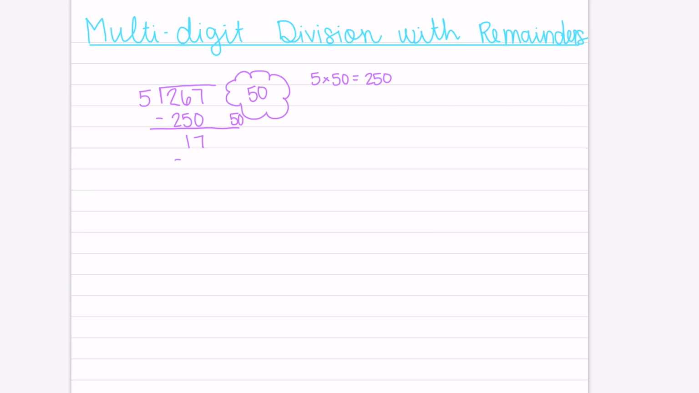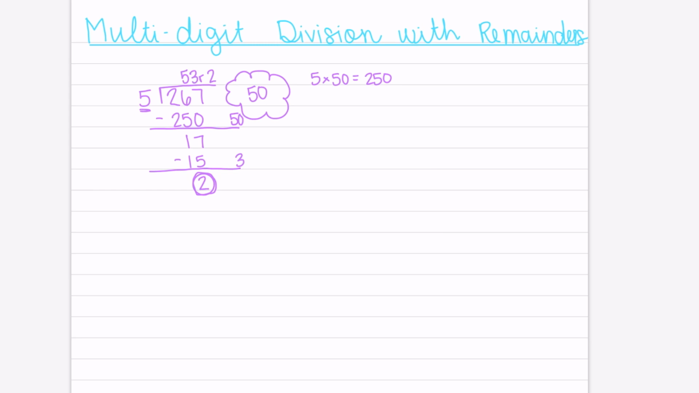I know that 3 times 5 is 15, which is the closest I can get to 17. 17 minus 15 is 2, and since our divisor is larger than what's left here, I know that this is a remainder. So 53 remainder 2 is my quotient.